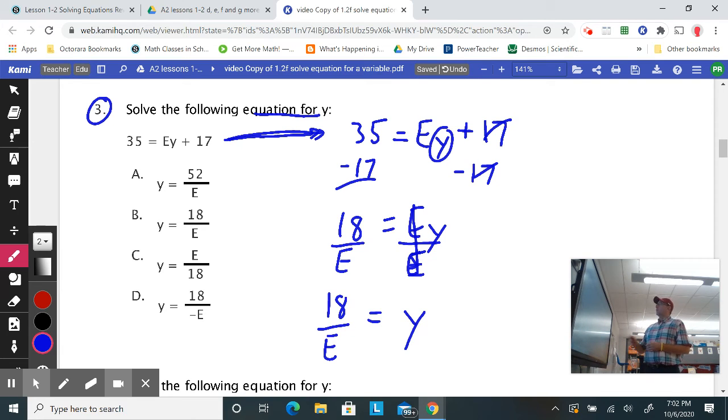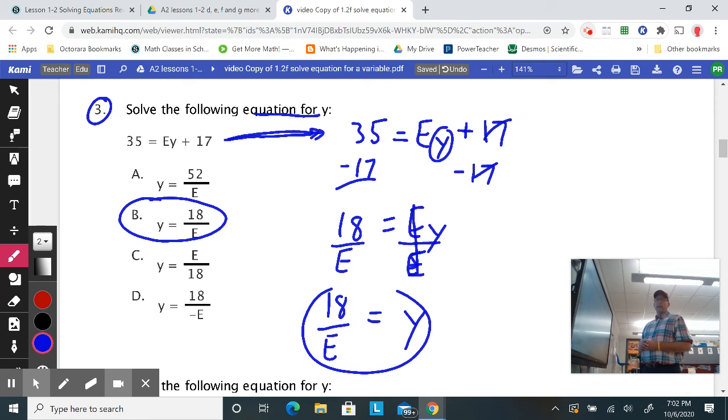Do any of those match? Yes, right here. So B would be the correct answer.